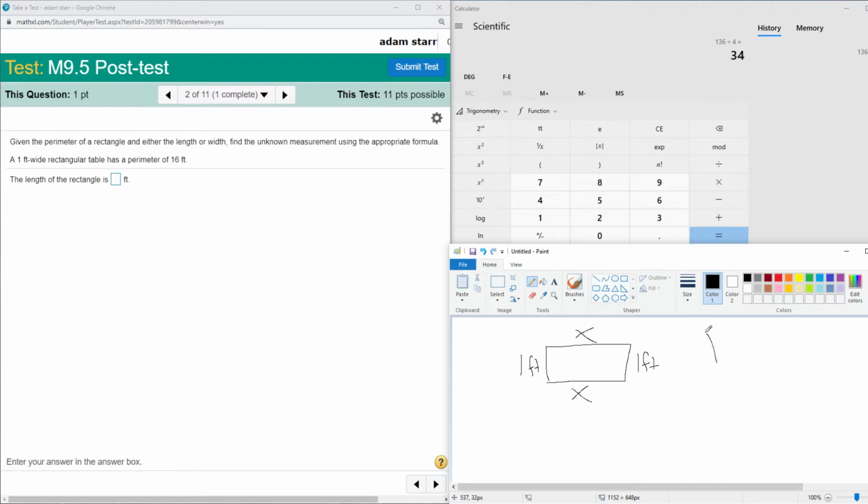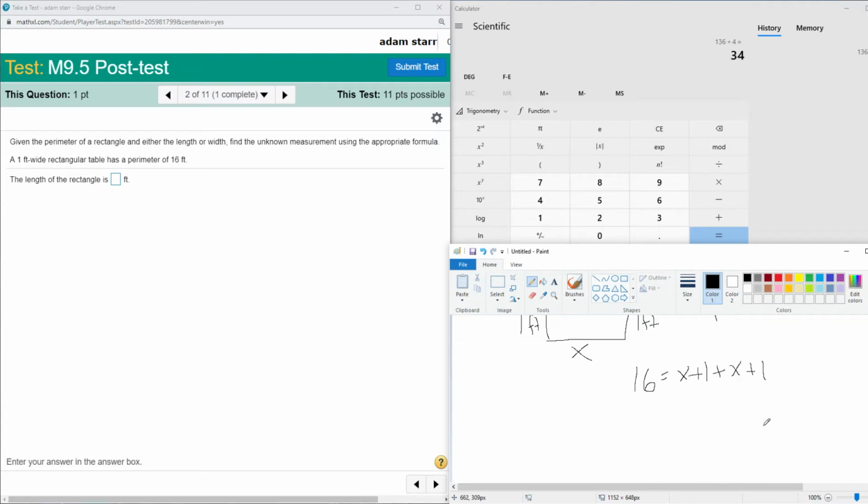I also know my perimeter here is 16 feet. Okay, that's given to me. So to find our missing length here, we're going to set up an equation where the perimeter, again, just like the square, is the distance around, so I'm adding up all the sides. So I have x plus 1 plus x plus 1, adding up my four sides. To simplify this equation a little bit, we have x plus x, which is 2x, and we have 1 plus 1, which is 2. So I have 16 equals 2x plus 2.